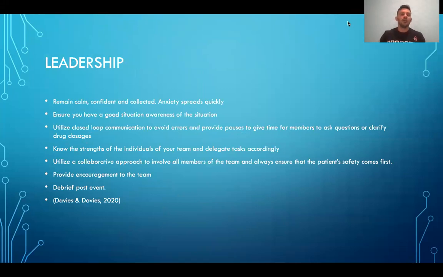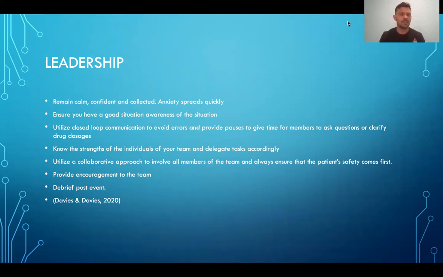Leadership and teamwork. As the team leader, you need to remain calm, confident, and collected. That way, your team will see that and they will embrace that as well, because as we know, anxiety is contagious. We need to ensure that we've got good situational awareness of the scene and know what each member of our team is actually doing.